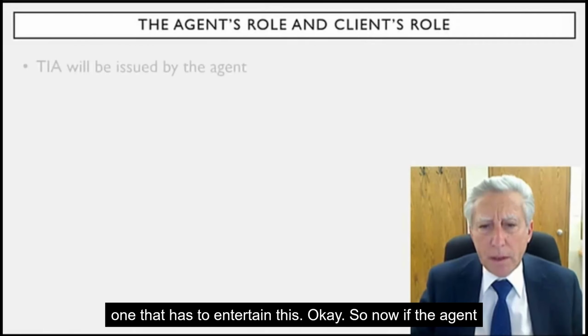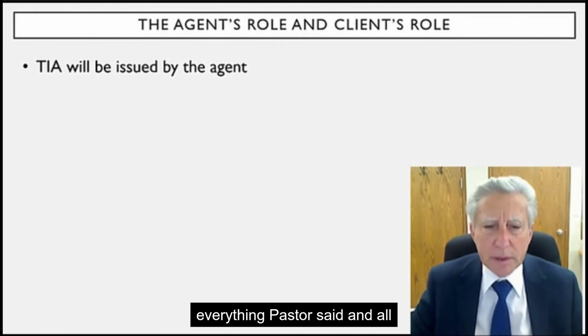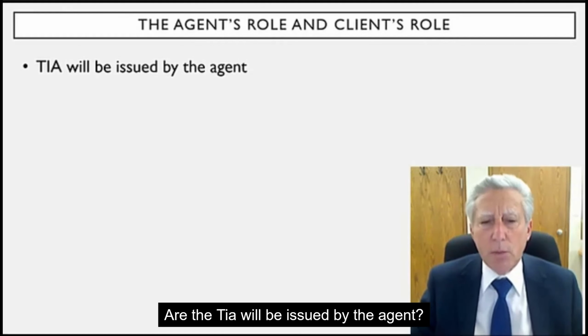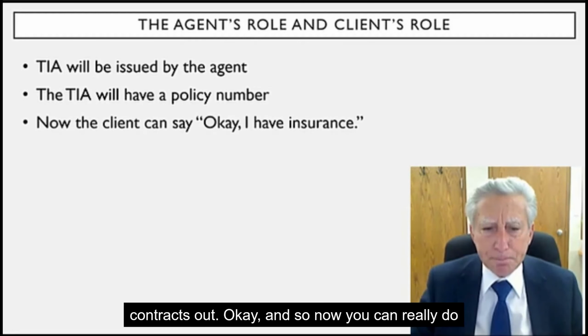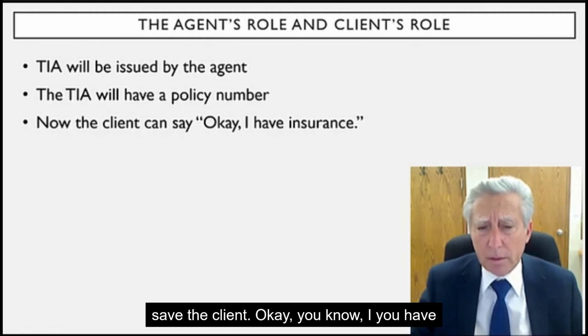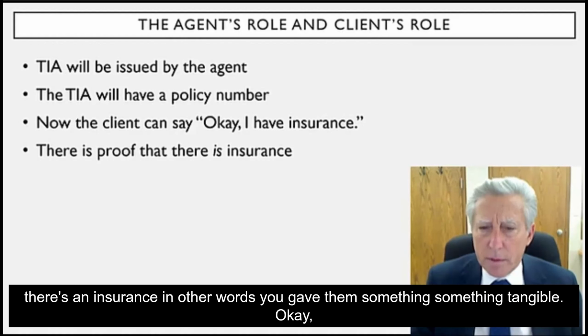So now, if the agent feels that the client has been truthful, told everything that has to be said, the TIA will be issued by the agent. The TIA, of course, has a policy number, as all contracts have, okay? And so now you really do say to the client, okay, you have insurance, Mr. Client, you have insurance, okay? There's proof that there's an insurance. In other words, you gave them something tangible, okay?